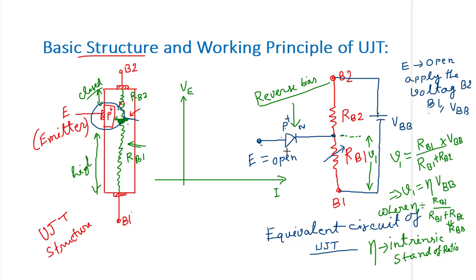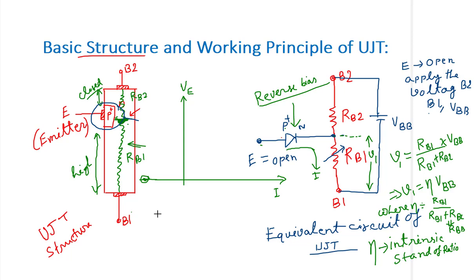How much current flows here? The current I. In this reverse bias condition, when VE equals 0, only the reverse current flows, this portion, the negative region current. When the emitter voltage continuously increases, what will happen?